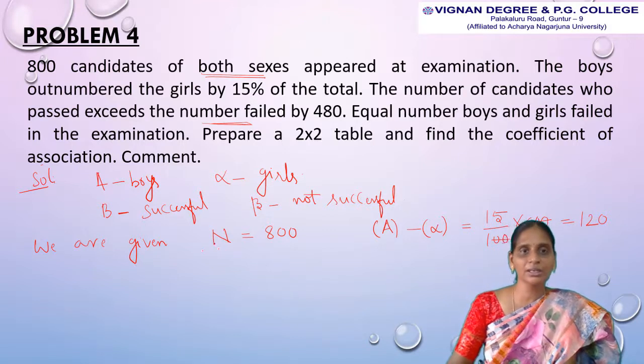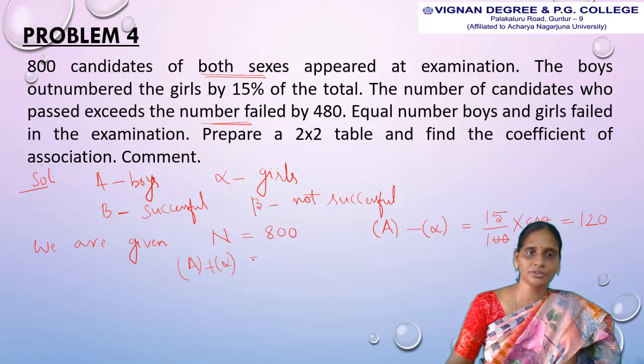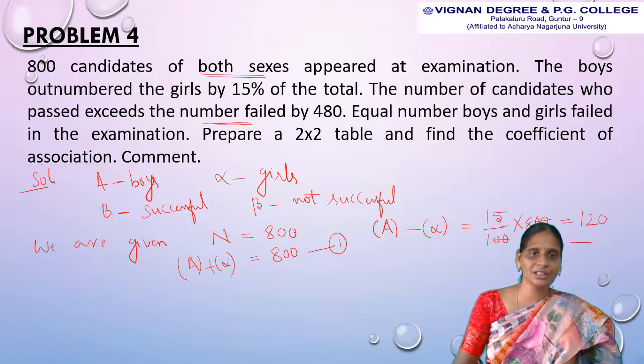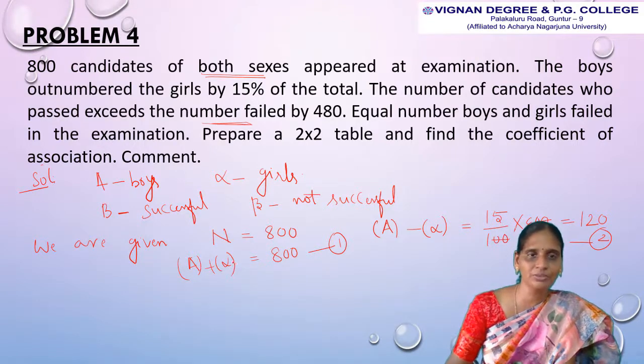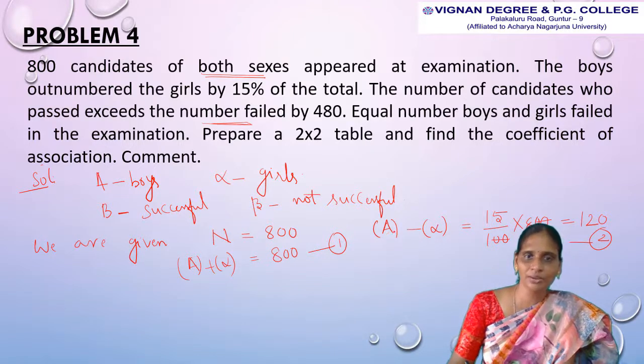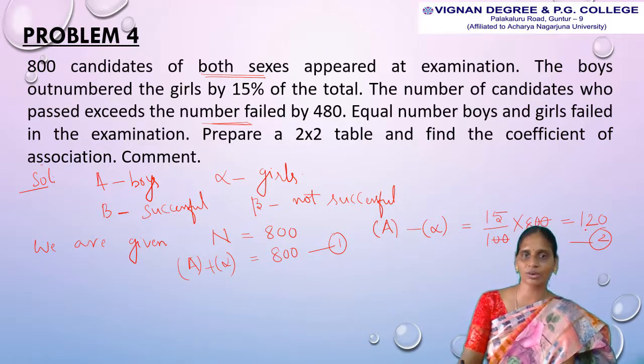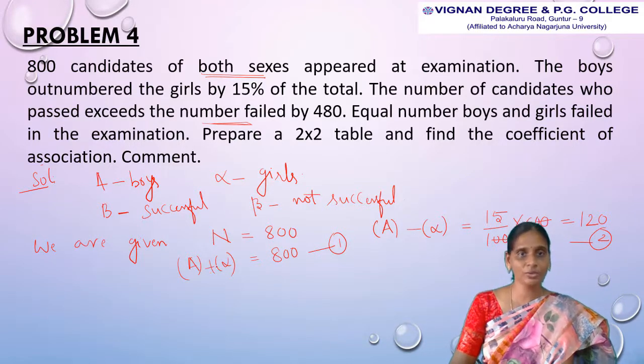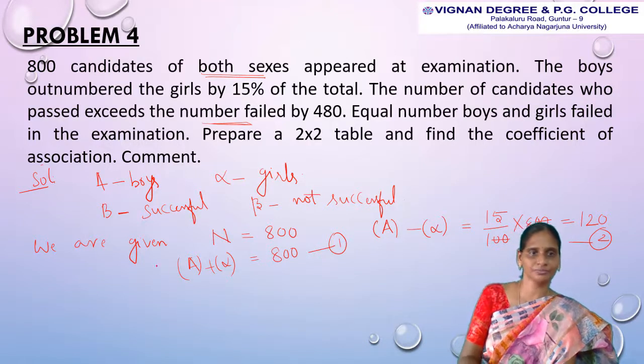Again, N can be written as frequency of A plus frequency of alpha, and that value is equivalent to 800. We have to solve these two equations. In the first equation, frequency of A plus frequency of alpha is 800. In the second equation, frequency of A minus frequency of alpha is 120. By solving these two equations, we get the values of frequency of A and frequency of alpha.